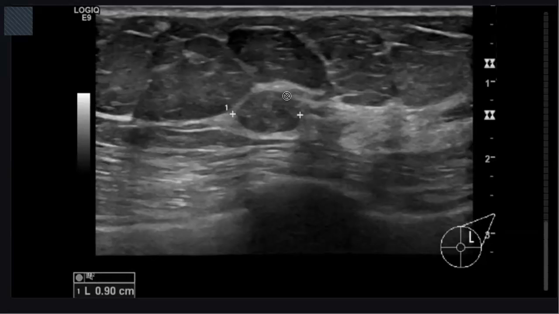Here in the ultrasound, it is seen parallel to the skin, fusiform oval shaped, with well-defined outlines, no evidence of spiculations, no evidence of microcalcifications. Also, I'd like to use the Doppler study for this to assess if there is vascularity inside or not.